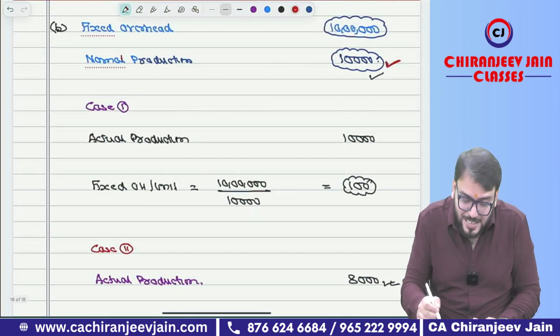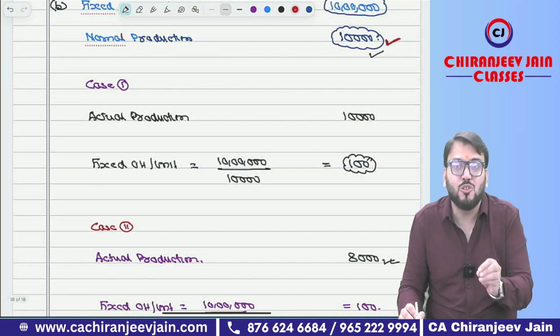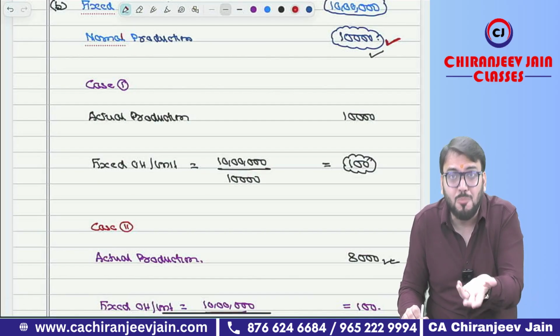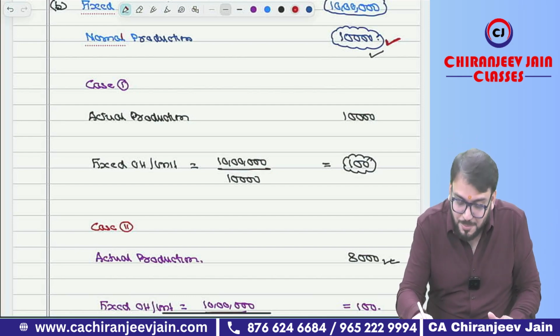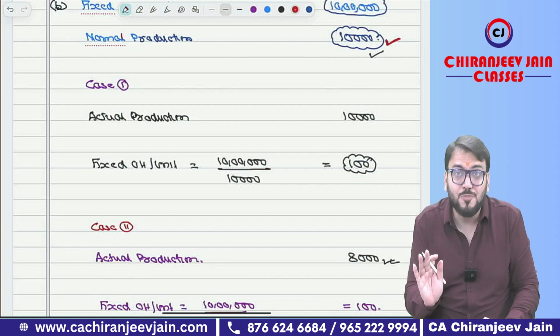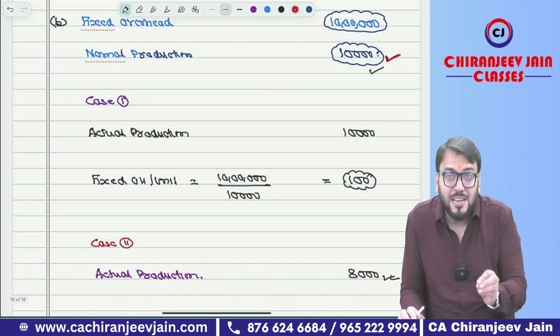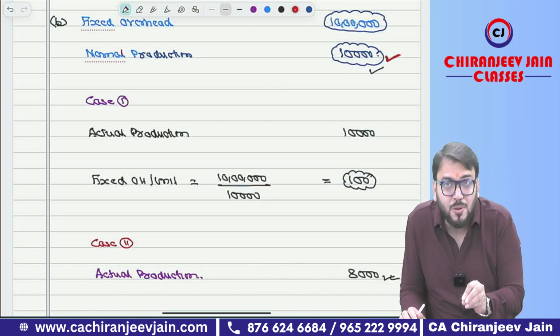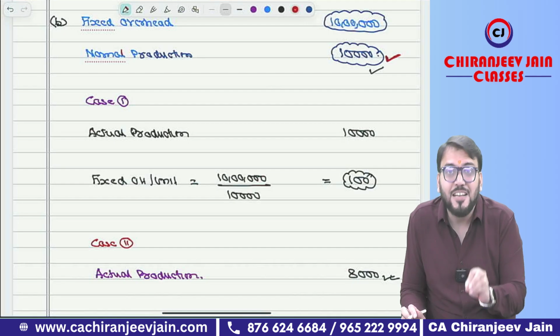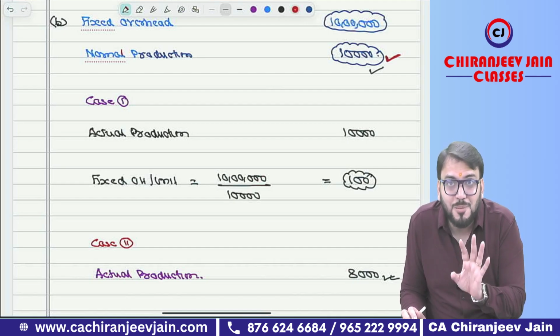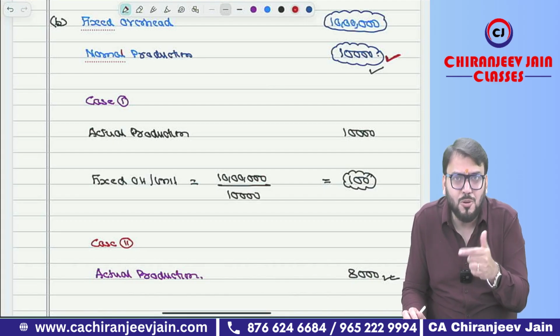Understood? Means can I say from case number 1 and case number 2 we can understand that fixed overhead will be allocated to each unit on the basis of normal production. On the basis of normal production. Got this point? But wait. Can we conclude right now in this way? That fixed overhead should be allocated to each unit on the basis of normal production? I hope you are able to understand.